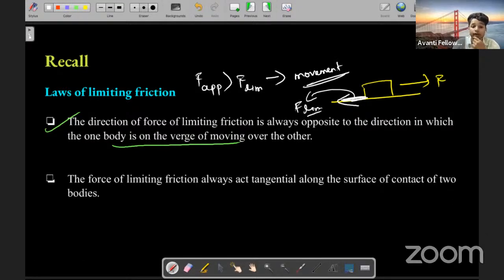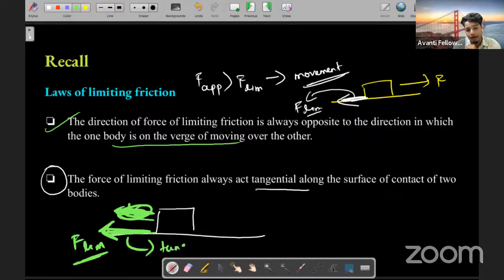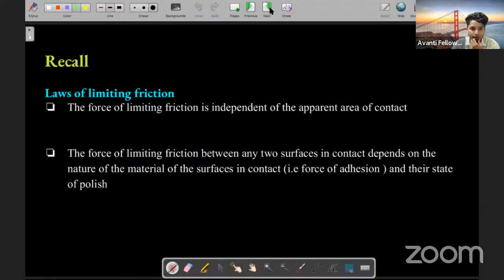Yes, very good. Then, the force of limiting friction always acts tangentially. If there are two surfaces, then over here, just a second, this is the tangential direction in which it acts. It won't act over here, it will act over here, students. That is F limiting friction. It will act tangentially. Okay, good. These were the things that we talked about.